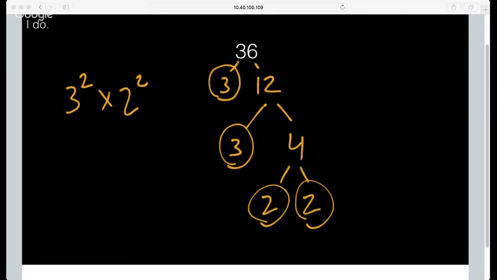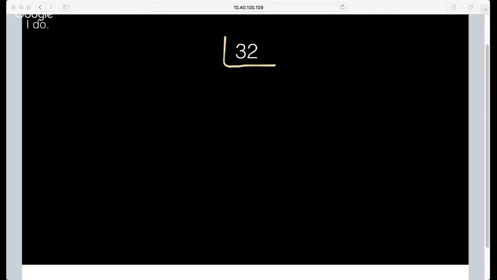But we have another method that I showed earlier, and that is the ladder method. We'll use that for 32. You write your first whole number there, and you start taking out prime numbers again. So it's very similar to this, it just looks a little different. A prime number we can take out from 32 would be 2. And 2 times what? 2 times 16.